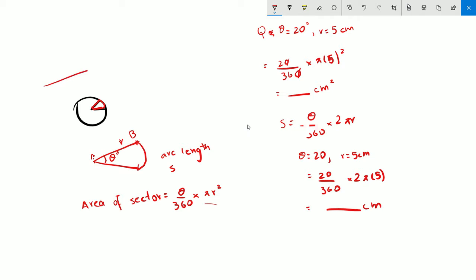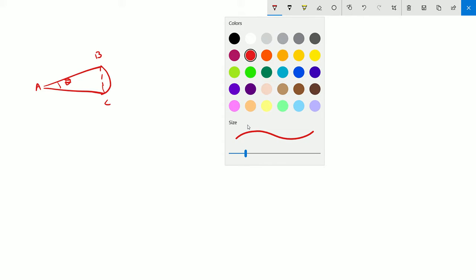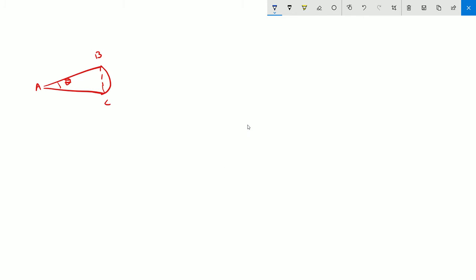In some questions, along with the area of the sector, you'll also be asked to find the area of a triangle. Let's mark this A, let's mark this B, let's mark this C. Some questions will ask you to find the area of the triangle. I will mark the triangle in blue so you can understand what the triangle part is.